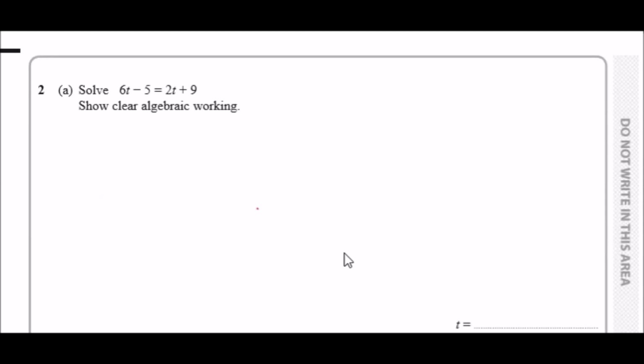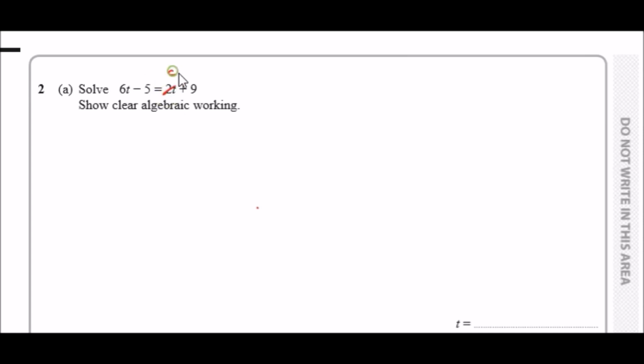Okay, question 2. So these ones are one of my favorites when it comes to algebra. So solve 6t minus 5 equals 2t plus 9 and show clear algebraic working. Okay, so all you have to really do is knock every t onto one side and non-t's on the other side. So we've got 6t and 2t here. So what we could do is subtract 2t on both sides.